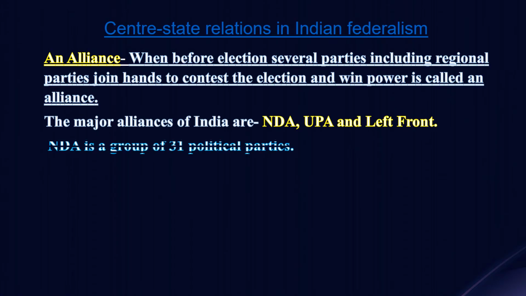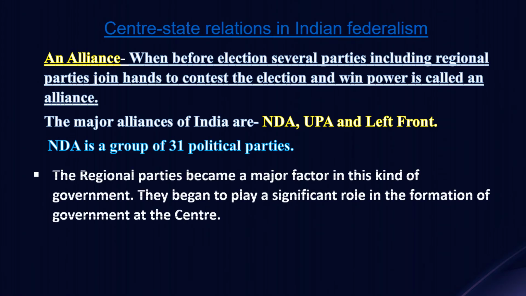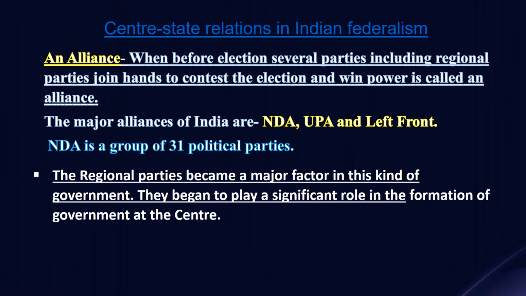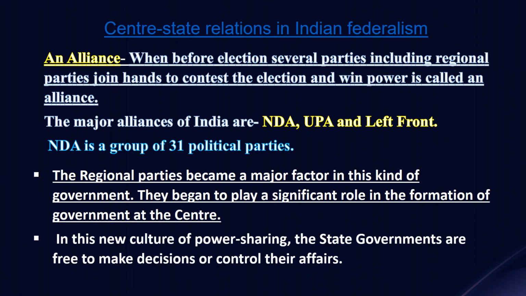NDA is a group of 31 political parties. Thus after 1990, in case after the election no political party gets a clear majority, then many political parties, including regional parties, have started joining hands for the formation of the government at the center. Thus, the regional parties become a major factor in this kind of government. They begin to play a significant role in the formation of government at the center. In this new culture of power sharing, the state governments are free to make decisions or control their own affairs.